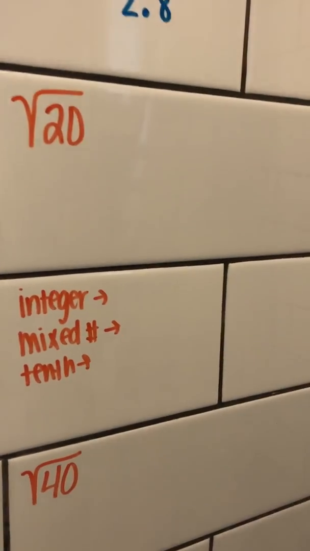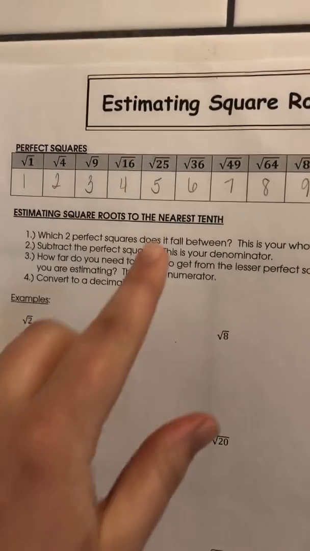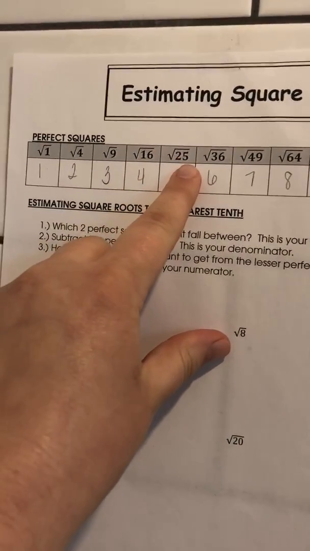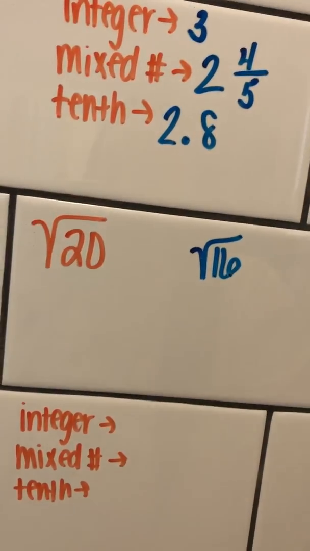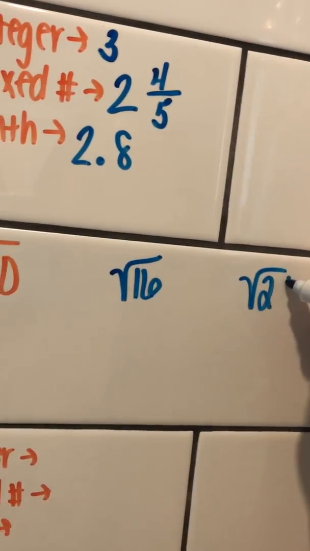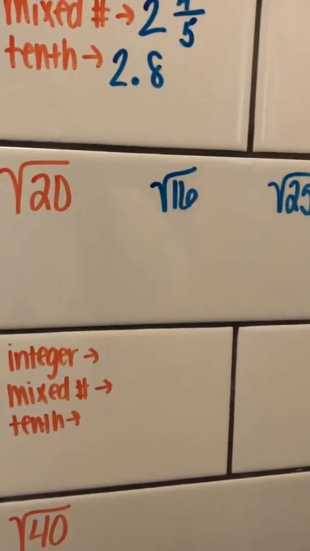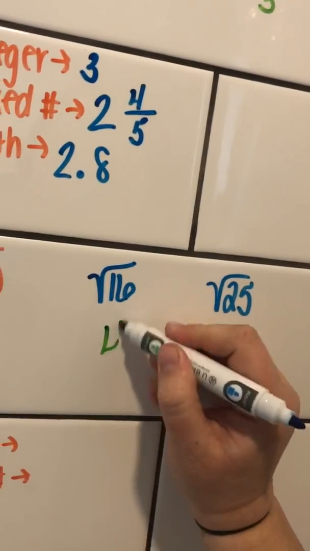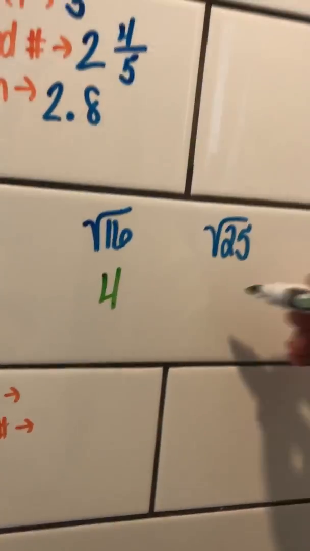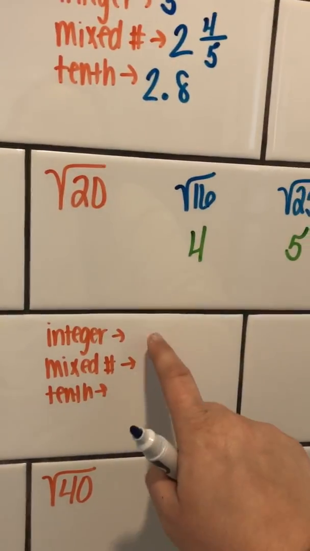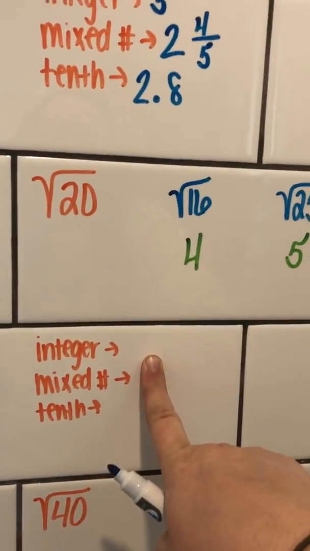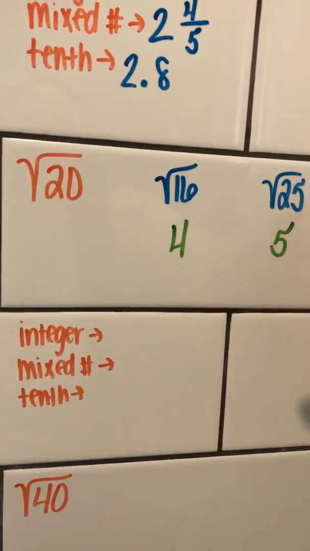So for square root of 20, I'm going to look up here. I'm starting with that perfect square number line. I see that 20 falls between 16 and 25. So that's going to be my range of numbers I'm using. 16 is the bottom end of my perfect squares, and 25 is the top end. Now the square root of 16 is 4. The square root of 25 is 5. And I want to know what integer, what whole number, is that going to be closer to? Is 20 closer to 16 or 25?